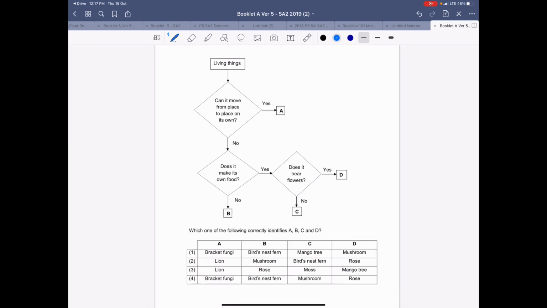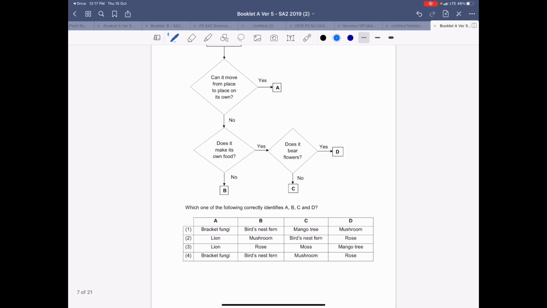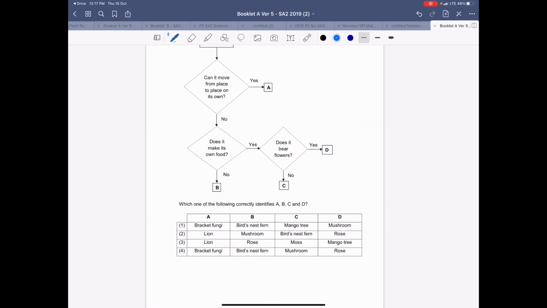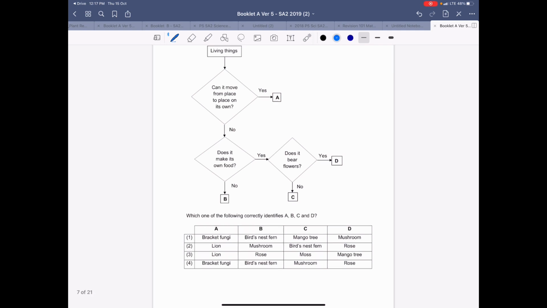Okay, flowchart once again. So this is on living things. Can it move from place to place on its own? Yes, is A. So we can always check. When it comes to flowchart, once again, look from option to option, and then after that, go by column. So I'm going to look at option 1 first, column A, bracket fungi.